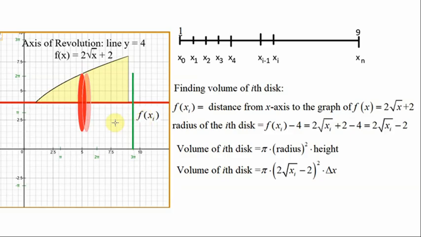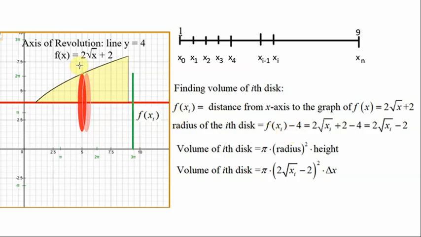But f of x of i is not the radius of the disk. The radius of the disk is just from here to here, from the axis of revolution up to the graph. But f of x of i is from the x-axis up to the graph. So to get the radius, we would do f of x of i minus 4. It would be the distance from here up to here and then minus 4. And that would be the radius of the ith disk.